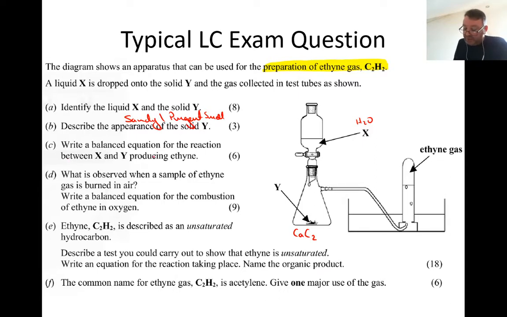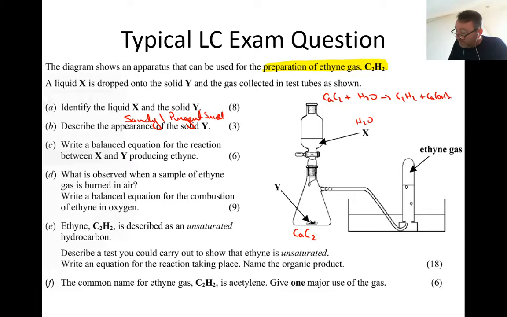Write a balanced equation for the reaction between X and Y producing ethyne. Now, let's just take it up there. What are we reacting together? CaC2, so that's your calcium carbide, and your water. What do they give? Well, obviously they have to give us the gas we're dealing with. They have to give us ethyne and calcium hydroxide.